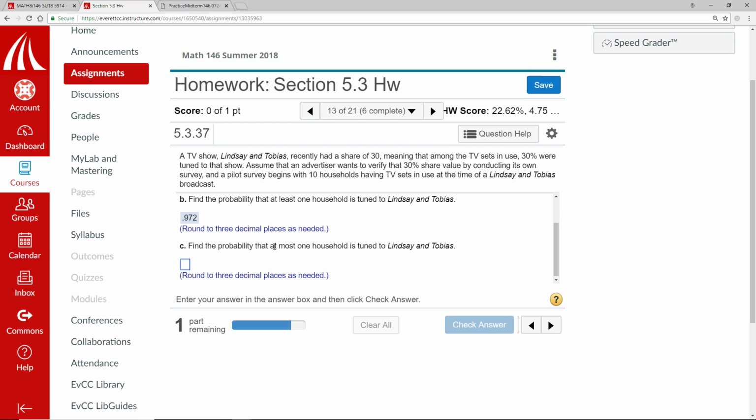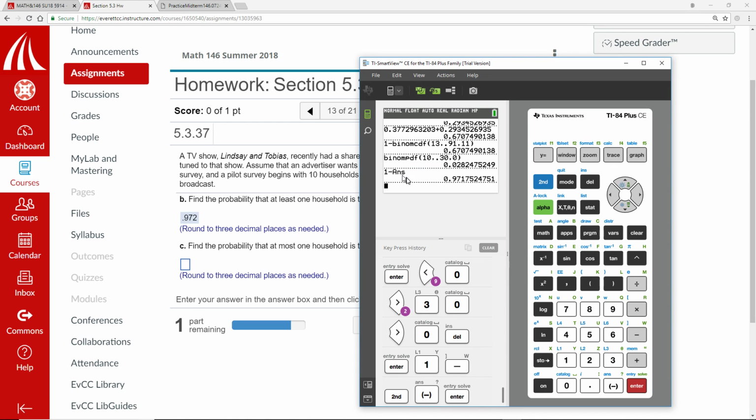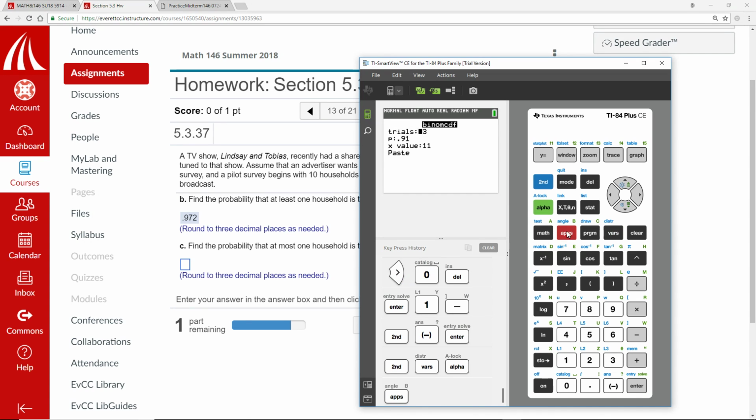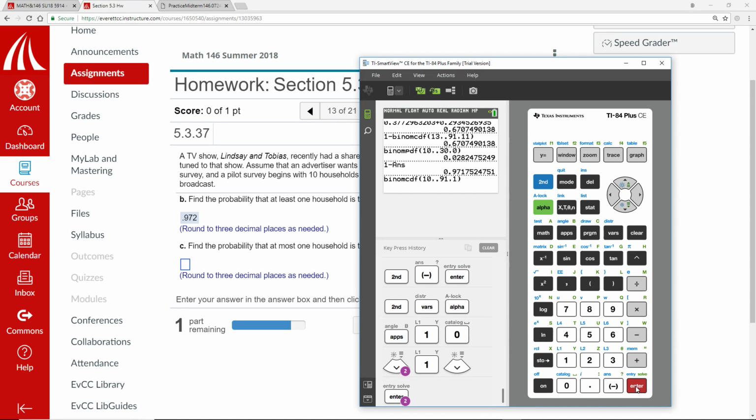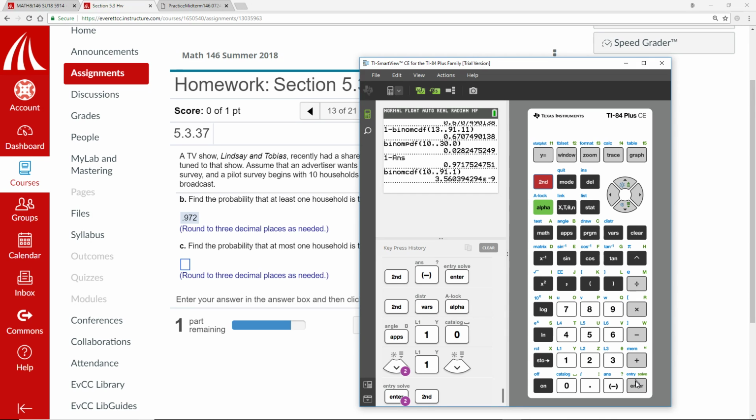And find the probability that at most one is in the household. So we could do the cumulative distribution. This is binomial CDF, and we'll do 10, same probability, and this time we'll put in 1 for at most. Actually, my probability was off. So at most meaning 0 and 1, the summation of 0 and 1, 0.149.